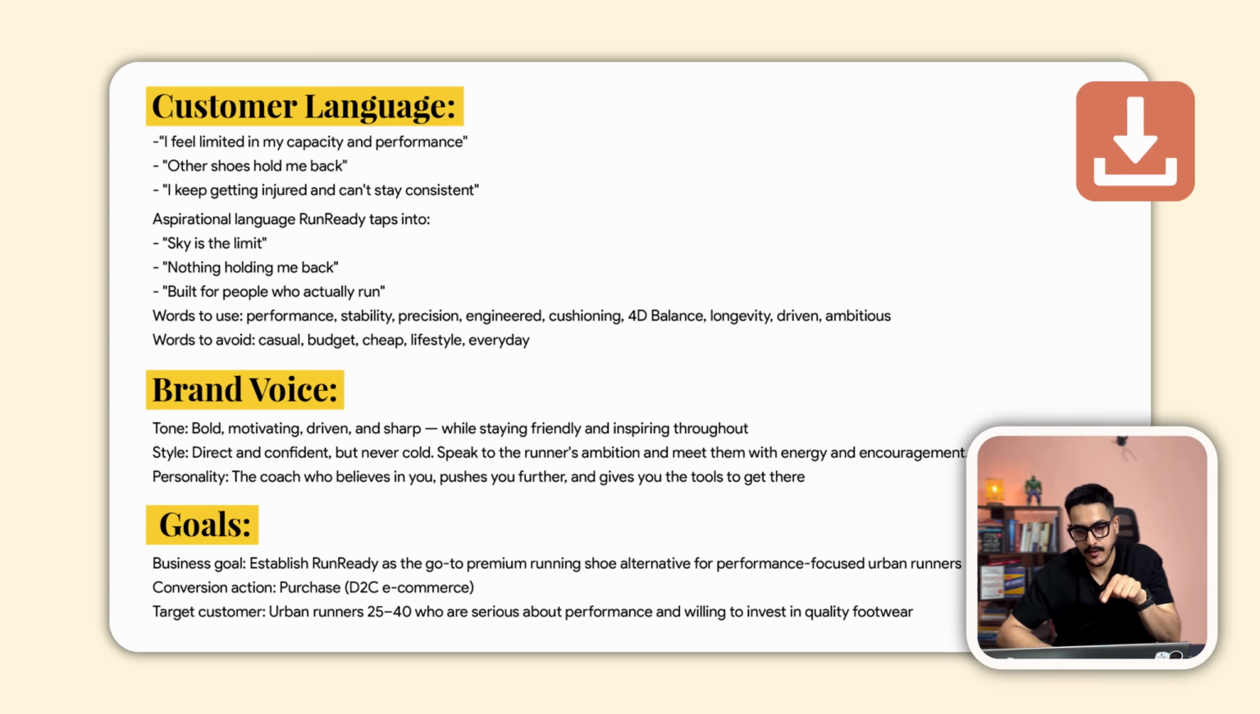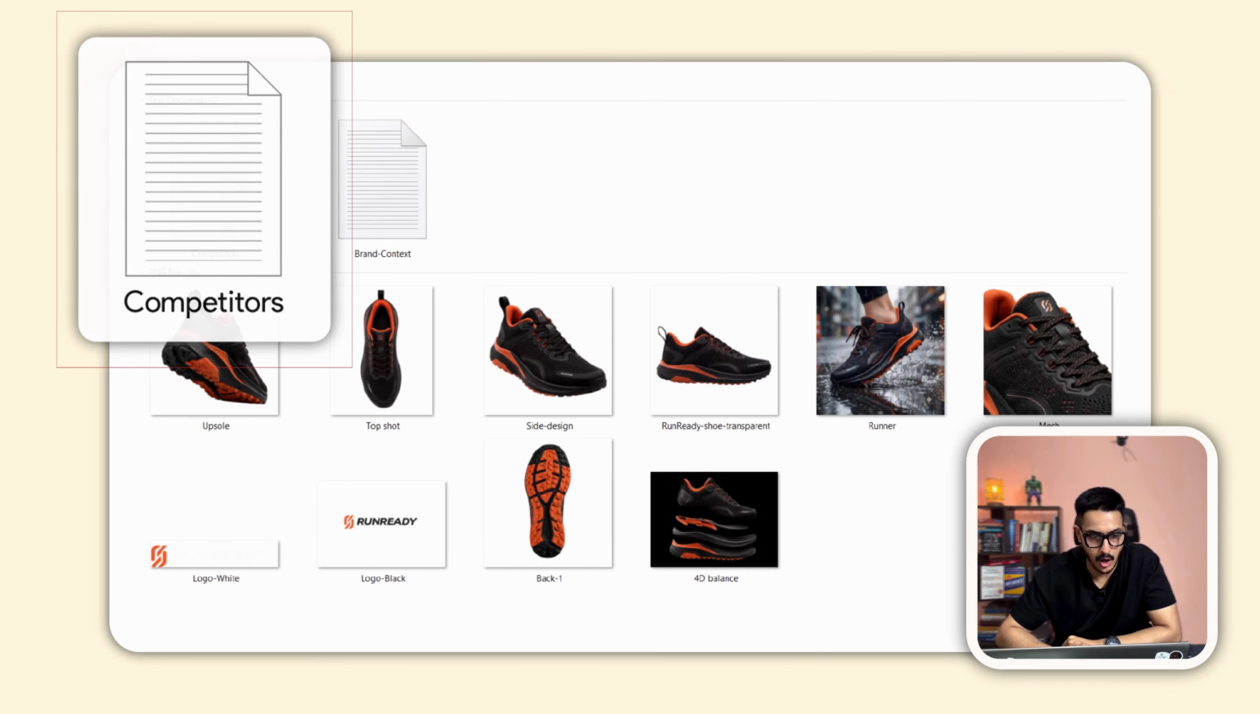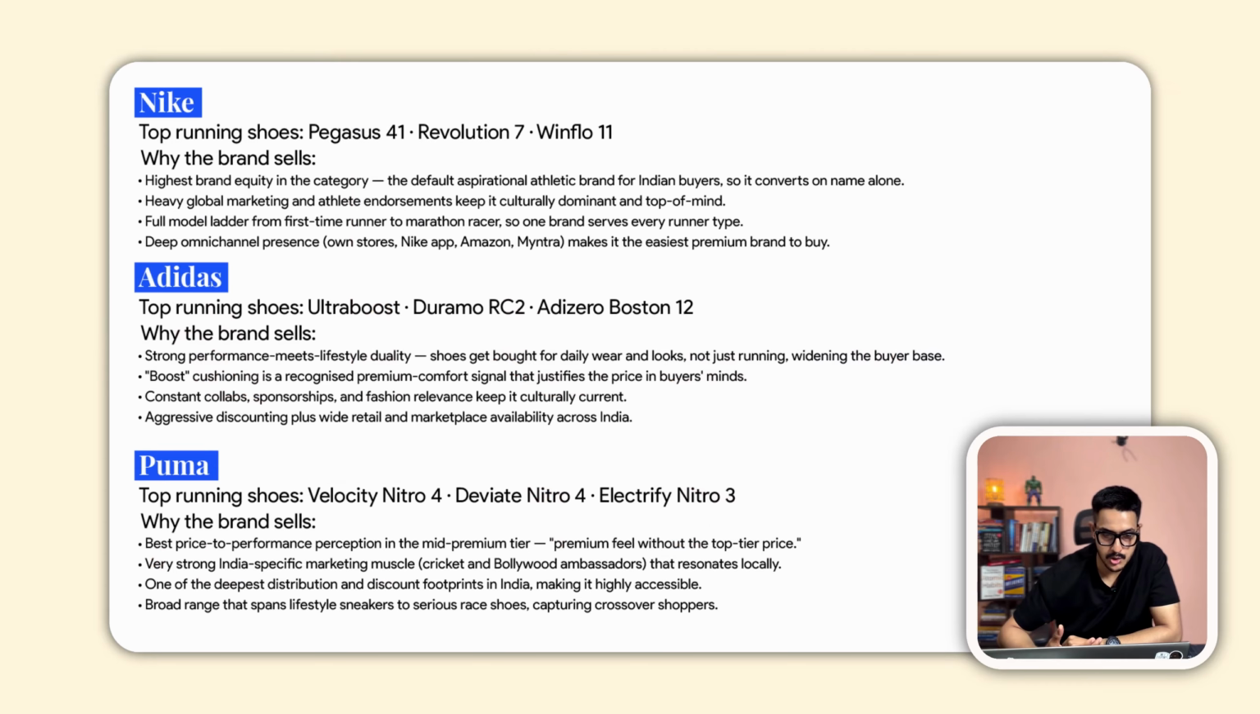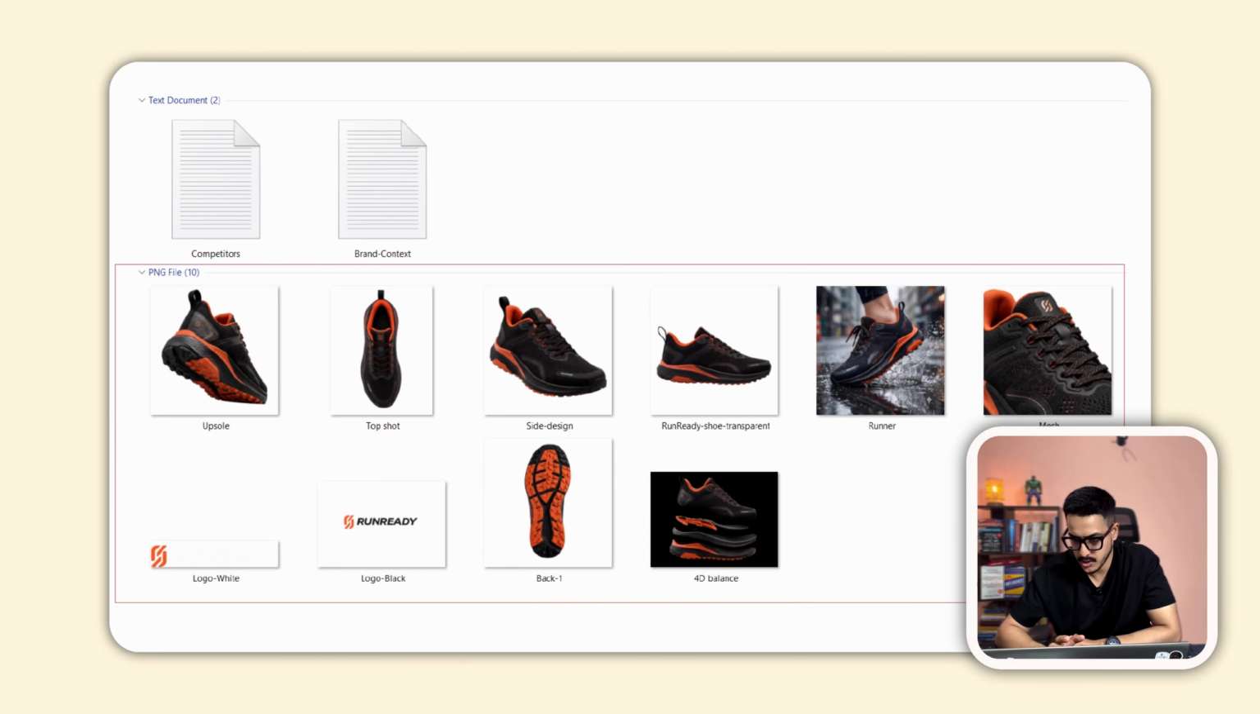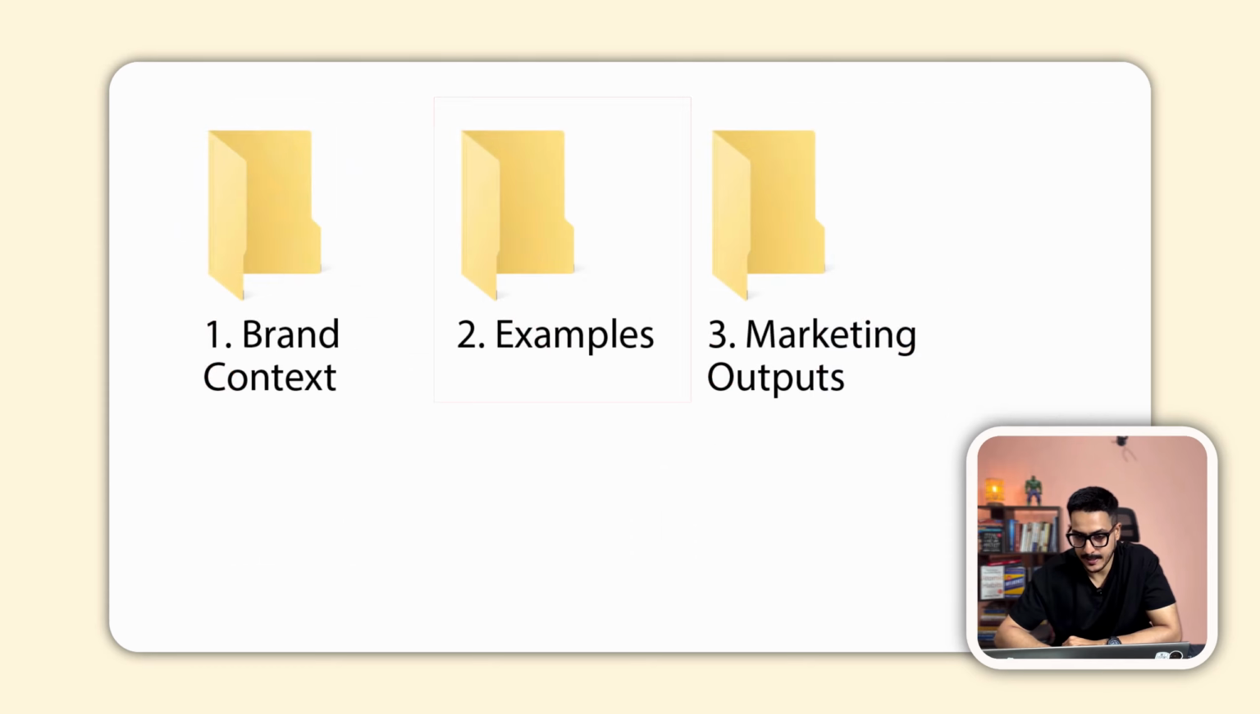You can download this file by going to the description below and you'll find all the details there. I have also given competitor context. What are the top running shoes of the other brands? Why do they sell? What are their points? What are their competitive advantages? And more. And then I've added a library of images of my logo and my product from different angles and different photoshoot styles.